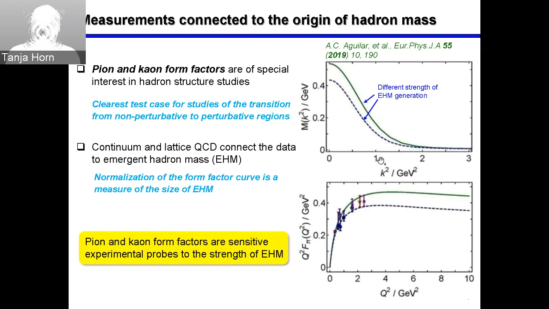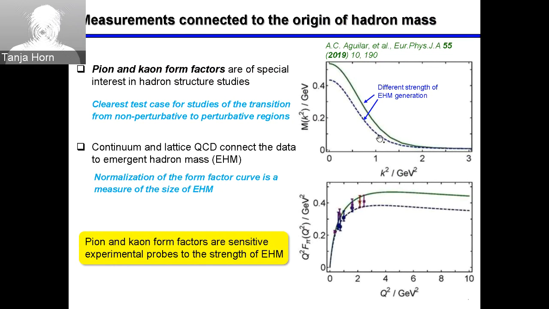here again the mass function as a function of momentum. Again, remember, this is how the light quarks basically acquire mass. The calculations shown use different strengths of the emergent mass phenomenon. That's how the measurement would be connected through continuum or lattice calculation to emergent hadron mass. In particular, it goes through a mechanism called dynamical chiral symmetry breaking. But for now, we just consider that there are two calculations where the solid green curve is about 20% larger in strength than the dashed curve.